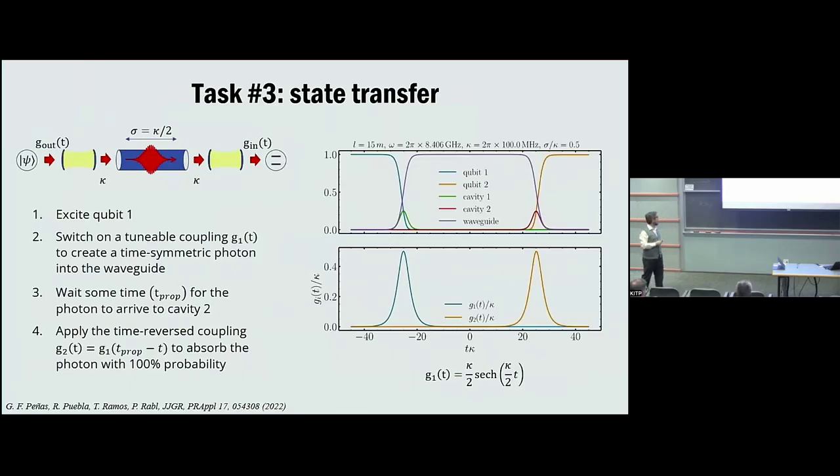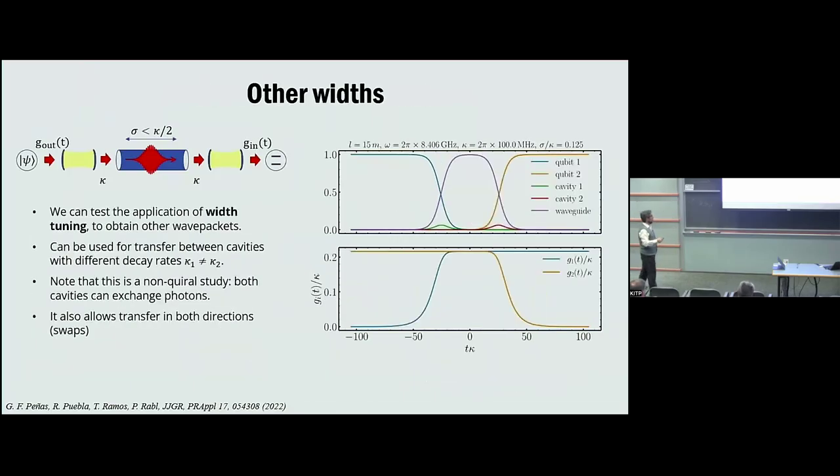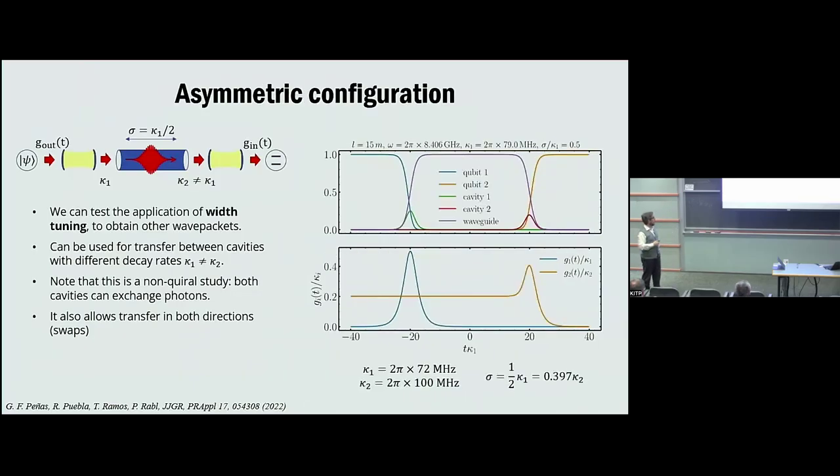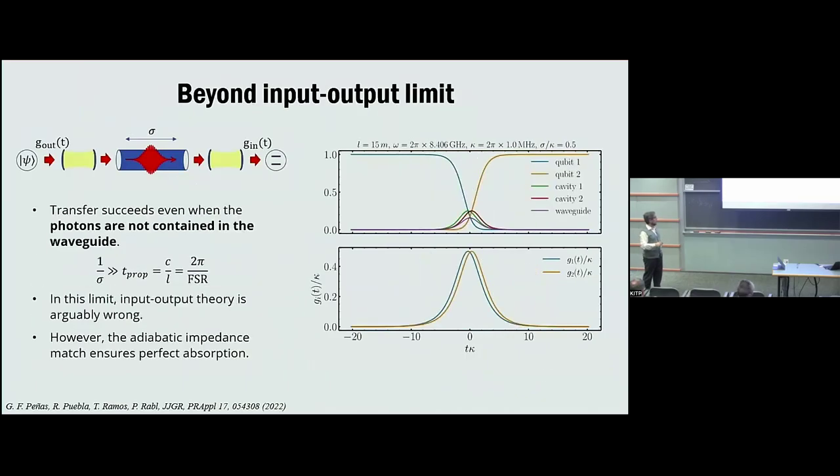You can change the width of the photons, you can make them longer, and then in this case the controls are slightly different from the usual hyperbolic secant. You need to leave the cavity open, and you can take a limit where really the emission and the absorption of the photon are not distinguishable.